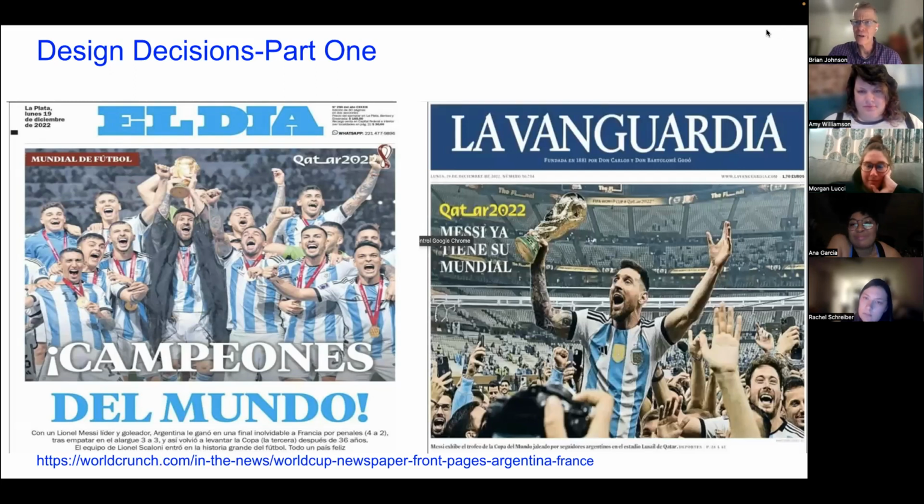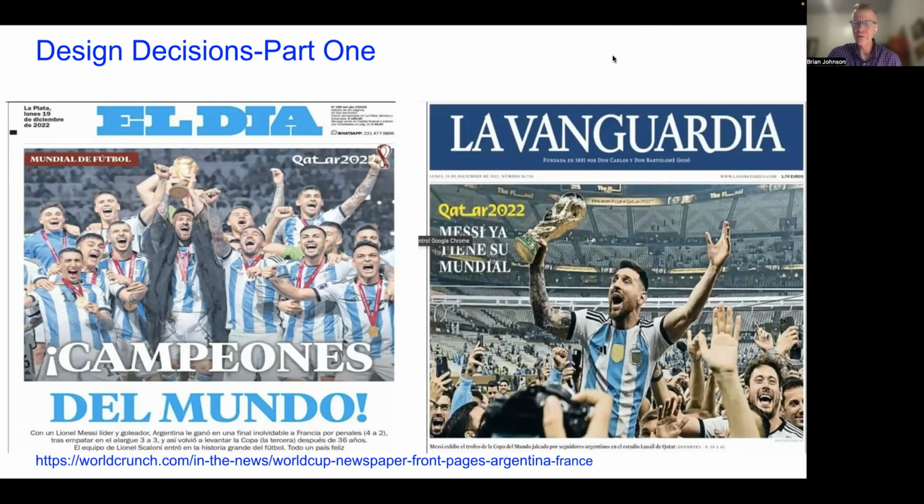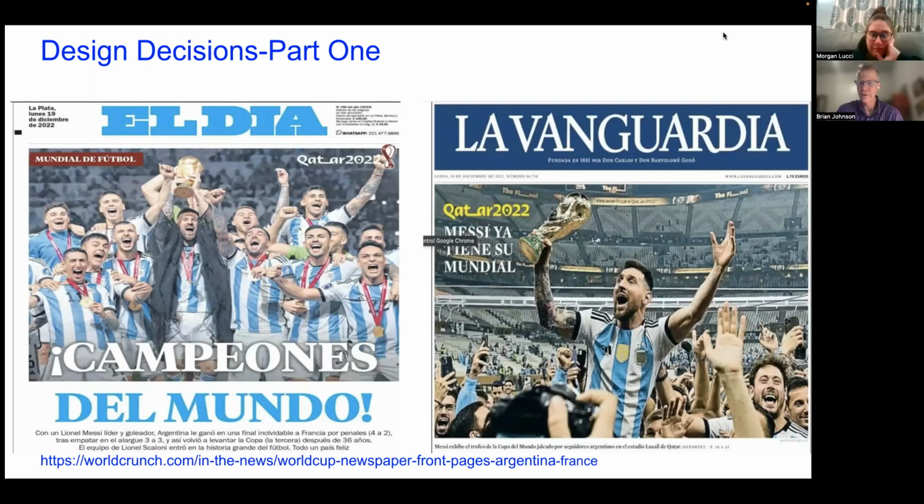This is from another newspaper cover, same topic. Argentina wins the World Cup. And how is this one different? Or what catches your eye? Are there some visual metaphors here? Maybe what are some of the design decisions that the photographer made in the one on the right hand side there?